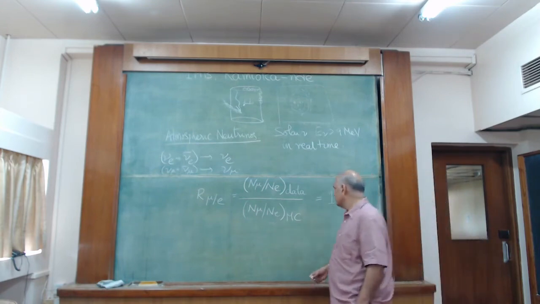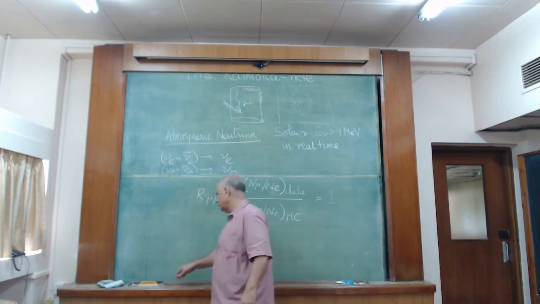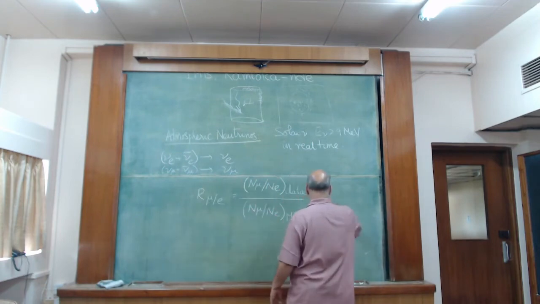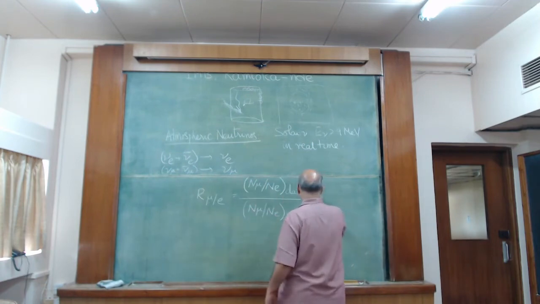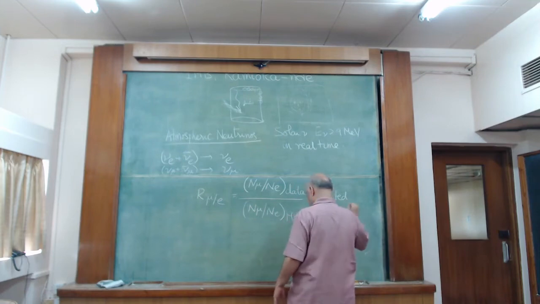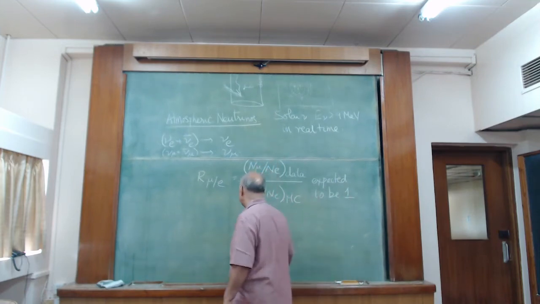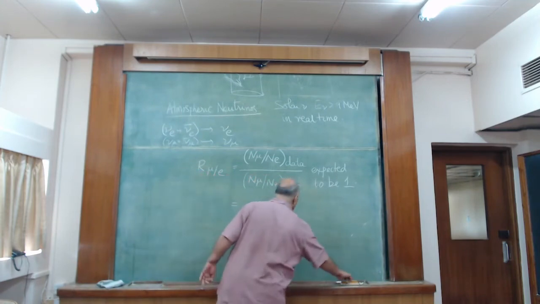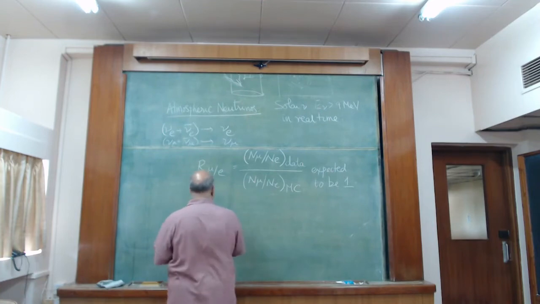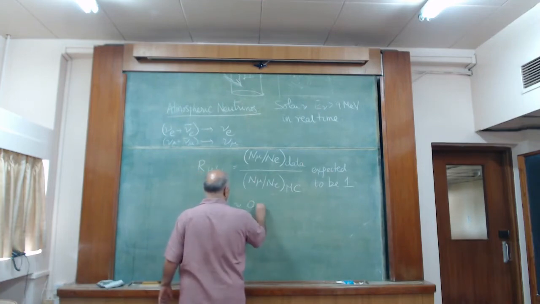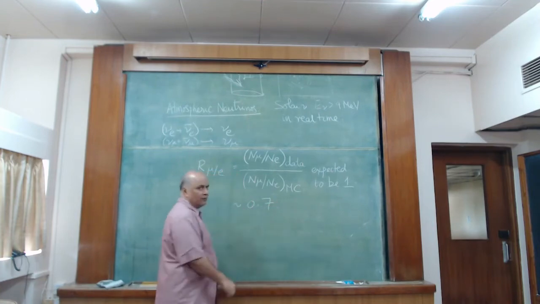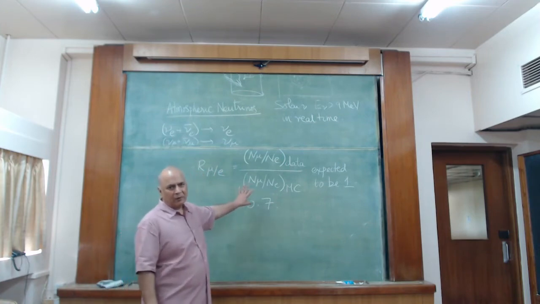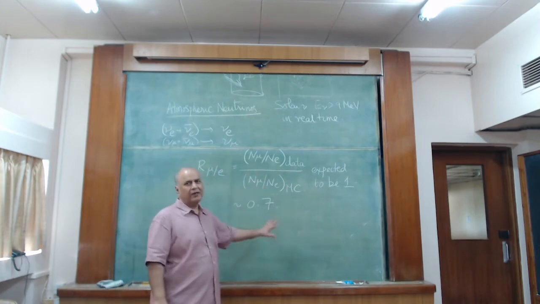But the measured value is about 0.7, with a small enough error bar that we know that it is definitely less than 1.